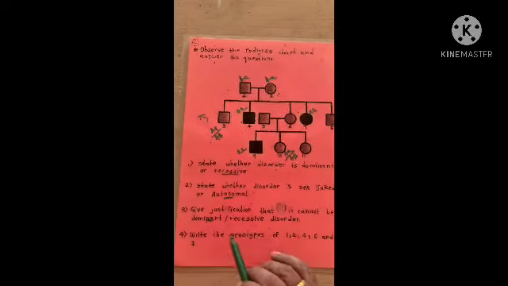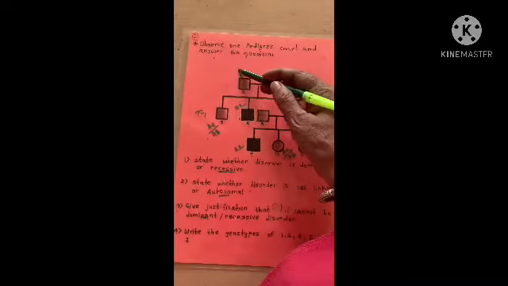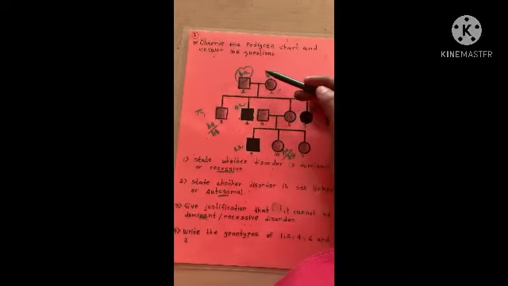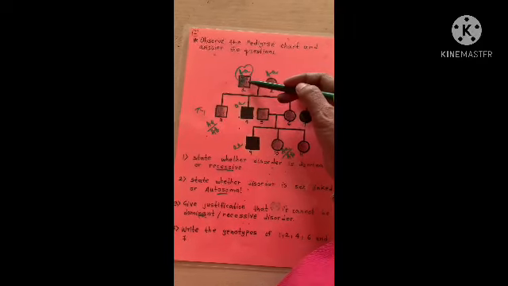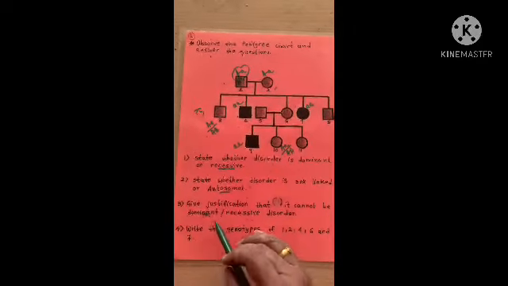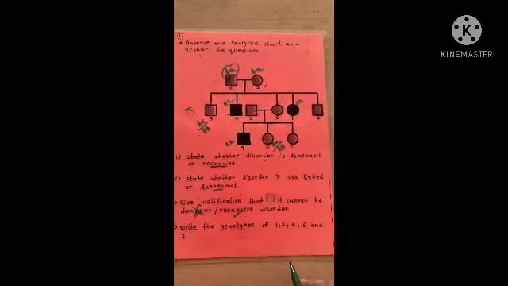Now if we give the justification for this one: if it would have been the dominant gene, then over here the dominant gene expresses even in the heterozygous condition. So this parent also should have had the disease, but that is not the condition. So what conclusion can be derived? That this is not a dominant condition. This is because of the recessive gene.